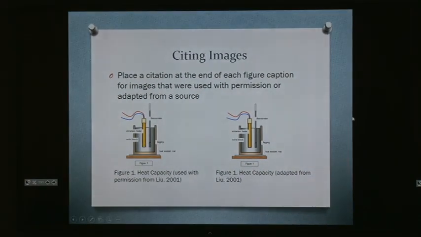Okay, so citing images, if you have one that you need to cite, place a citation at the end of each figure for images that were used with permission or adapted. So we see here, this is the same figure. If you got permission to use it, include your citation, whichever citation format you need.